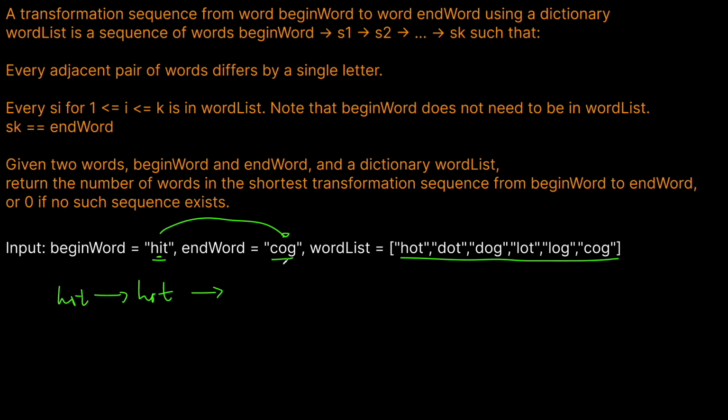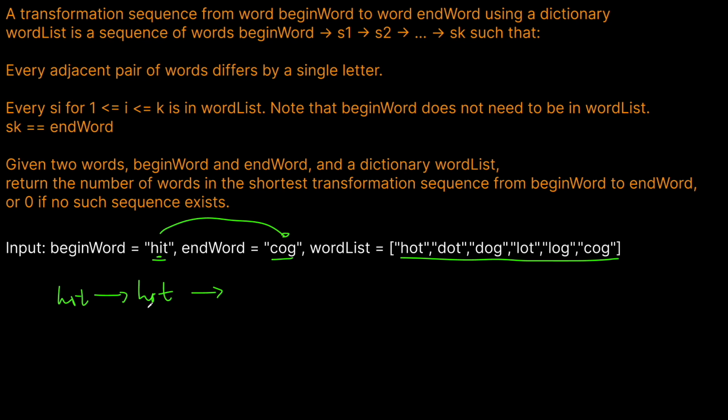Well, what can we do here? We don't want to go back to... we can't use hot again. We don't want to use lot, because that doesn't really help us, since there's nothing we can go to from the L's. Why don't we go to dot? And from dot, we could change the T to a G, which will give us dog. And then from dog, we can go to cog. So it looks like we found a sequence here.